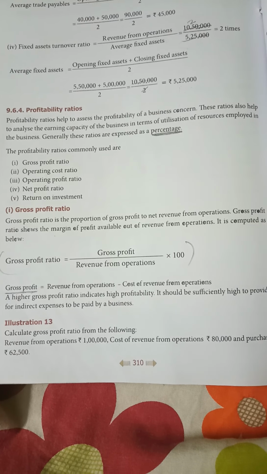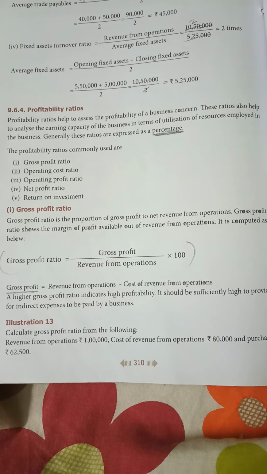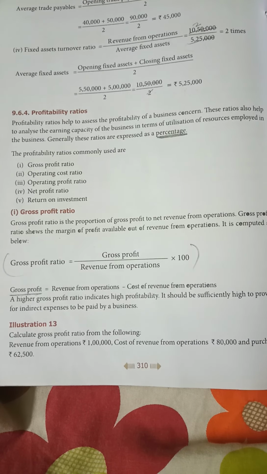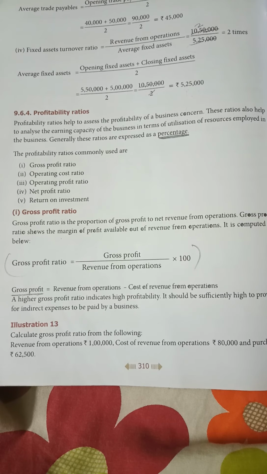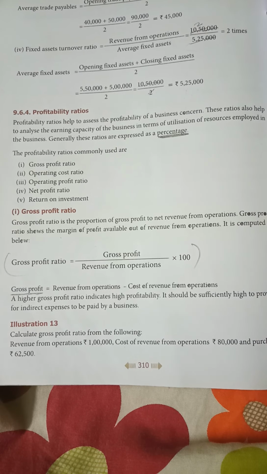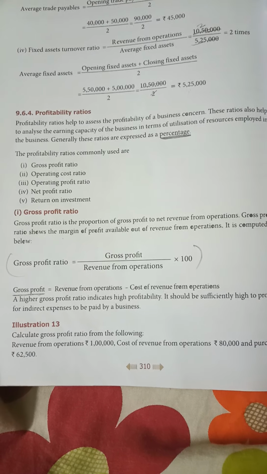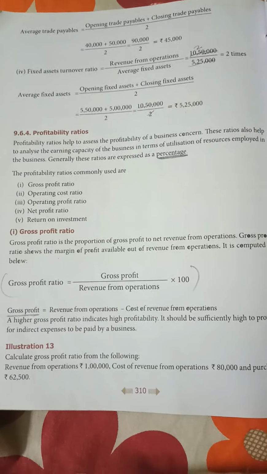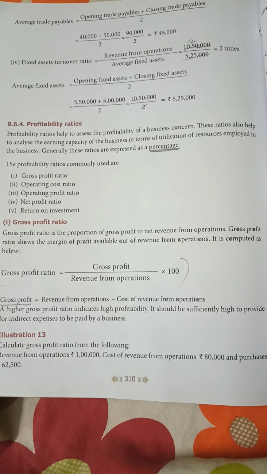Profitability Ratios. Till now we have seen three types of ratios: liquidity ratios, turnover ratios, and long term solvency ratios. This is the fourth one, profitability ratio. Why do we calculate profitability ratio?